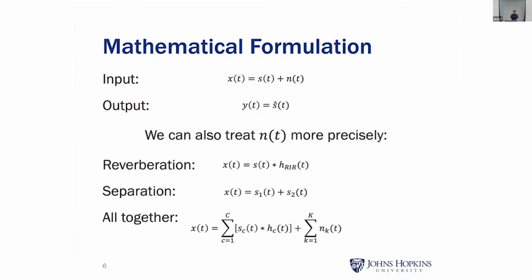And then you can treat things a little more precisely. So for example, reverberation is usually modeled as a convolution, and that's not 100% accurate, but it's close enough. We'll get to it. So for separation, for example, we can say maybe our n is not noise, but is maybe another speaker. And then you can combine all these formulations together. So in this final equation, we have a sum of multiple sources that each have their own reverberation applied. And then we also have noise sources that can come from multiple different noise sources as well.